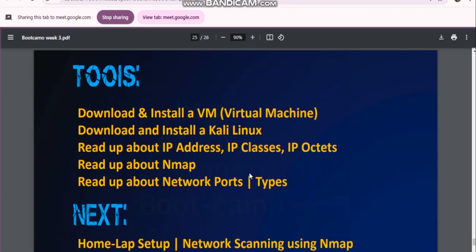For some of us who already have our virtual machine and our Kali machine installed, read up about Nmap, read up about ports and types of ports, and also IP addresses, at least to the layman's level of knowledge, so that when we are talking about scanning ports or IP addresses, it won't be alien to us. So our next class will be on home lab setup and network scanning using Nmap.